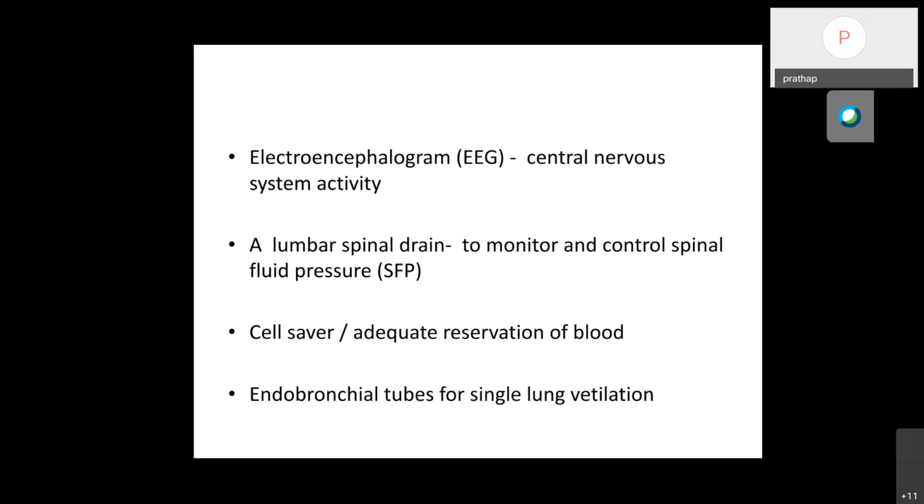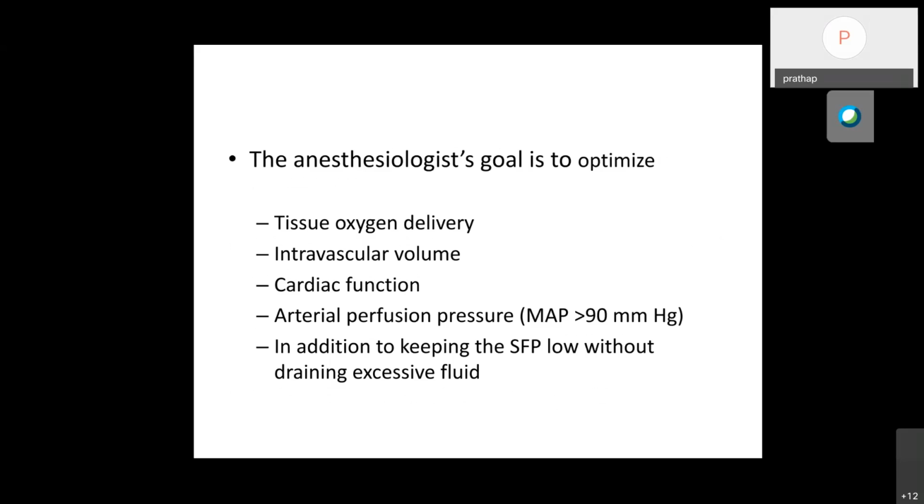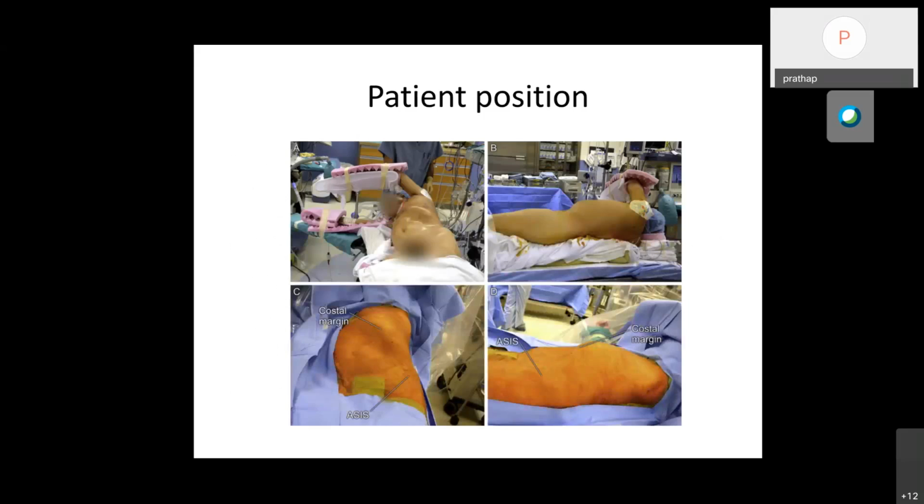Endobronchial intubation should be done for the need for single lung ventilation if needed. The anesthesiologist's goal is to optimize the tissue oxygen delivery, intravascular volume, cardiac function, and arterial perfusion pressure, maintaining MAP more than 90, in addition to keeping the spinal fluid pressure low without draining excess fluid. For patient position, the patient will be in the lateral decubitus position with the left side up. The shoulder should be almost at 90 degrees to the horizontal plane, and the pelvis should be tilted towards the left side for cannulating the femoral artery and vein in case needed for a cardiopulmonary bypass.